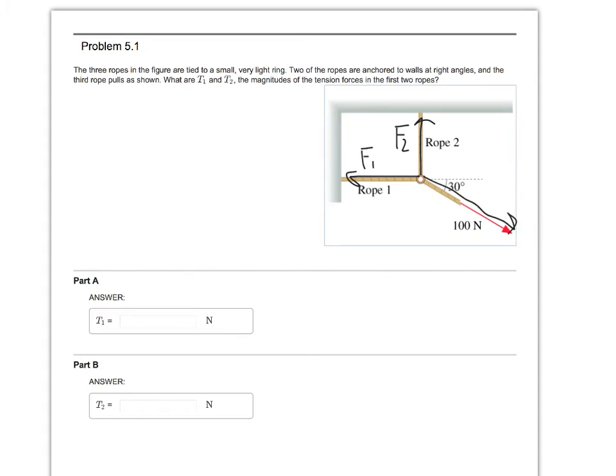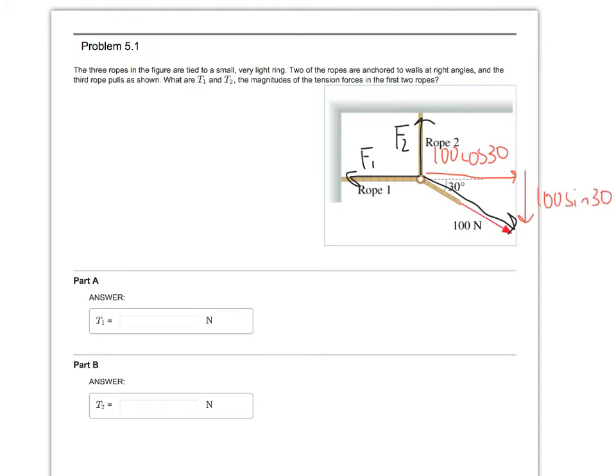Now, one thing that should be jumping out at you is that 100 newton force is at an angle. So I'm going to break that up into x and y components right off the bat. So my x component is going to be 100 cosine of 30. My y component is going to be 100 sine of 30.